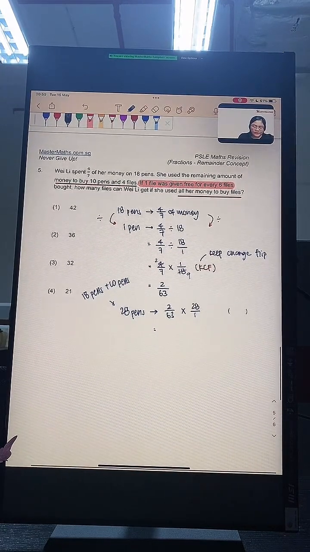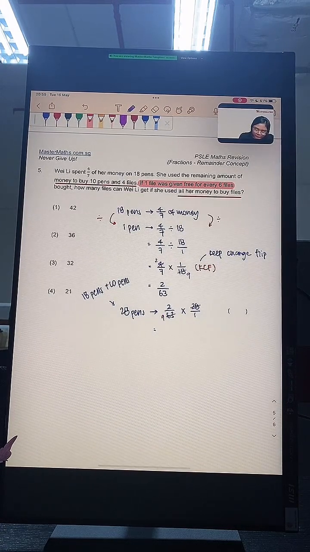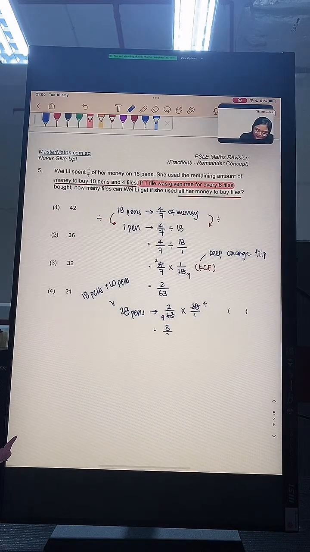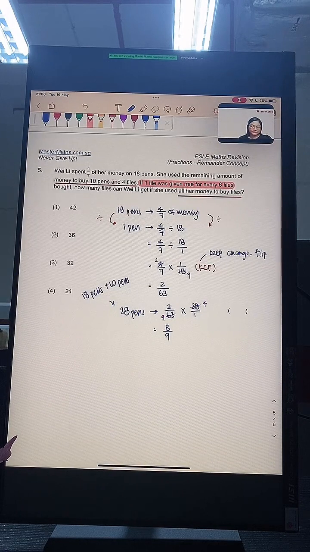So to find 28, we multiply by 28. 63 can be divided by 7 to give us 9. 28 can be divided by 7 to give us 4. So this tells us that she spent 8 out of 9 of her money on 28 pens.